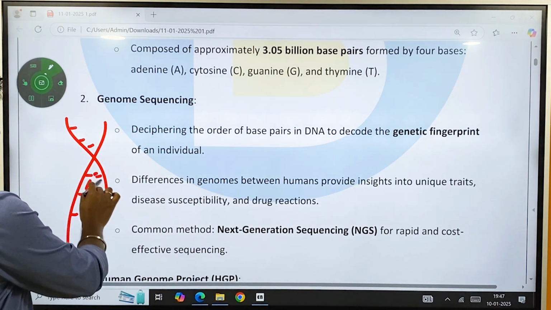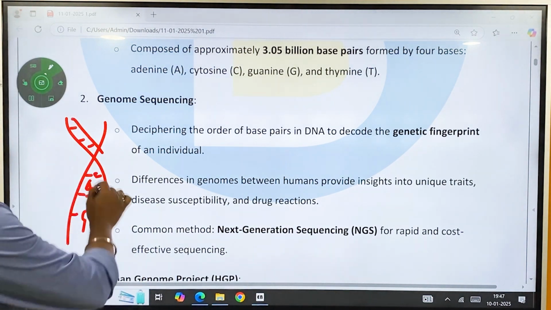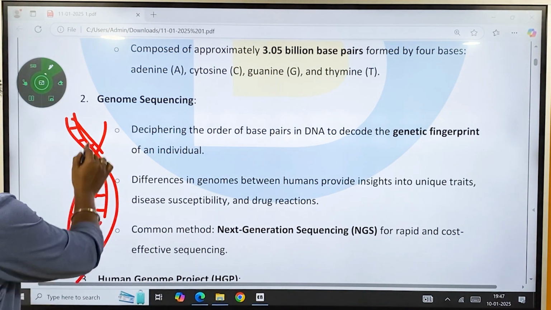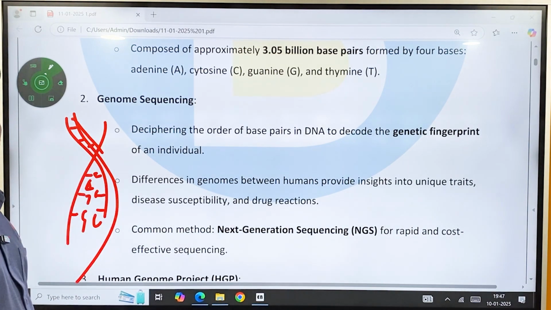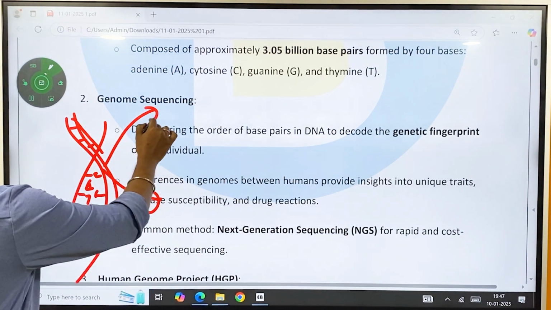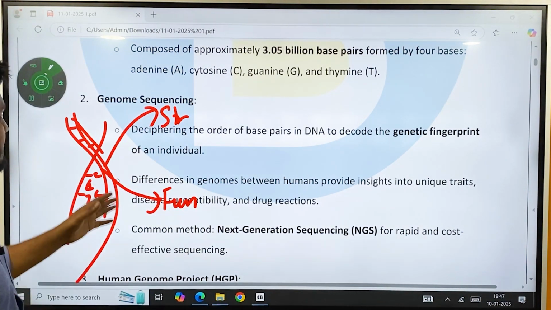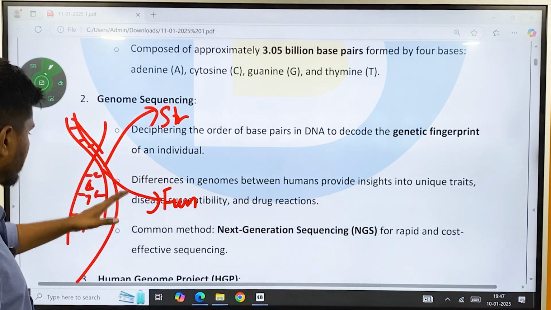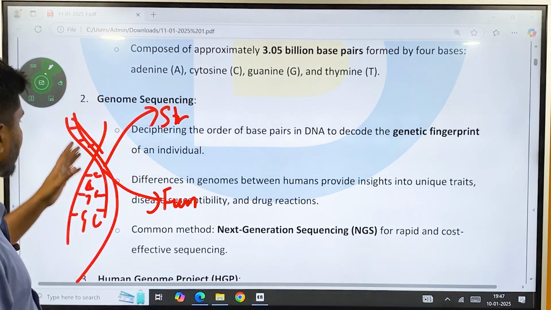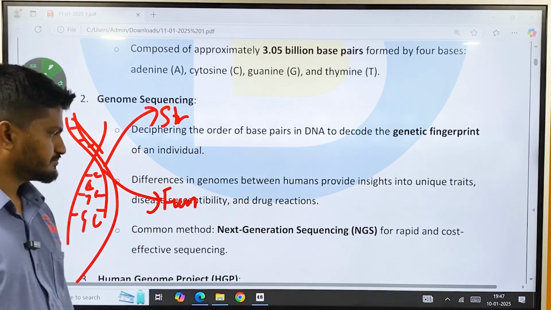Sequencing is like you are identifying the sequence. You are just identifying the sequences from complete genome, that is sequencing. Within genome sequencing, there are two types. One is structural, another one is functional. In structural, you are just going to code all the genome sequences irrespective of whether they serve a purpose or not.